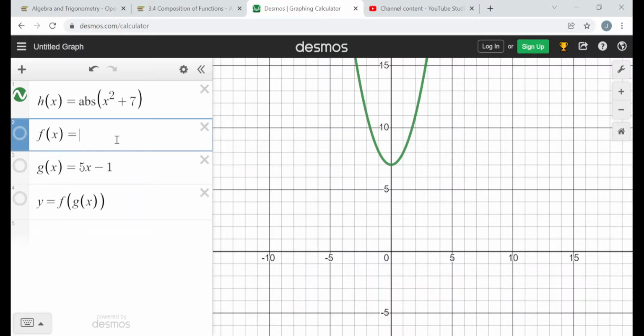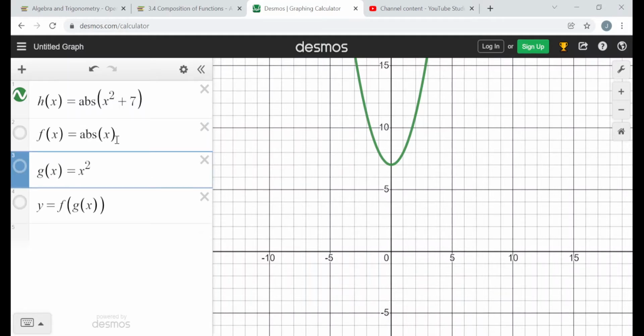And I said f of x was that absolute value of x. G of x is x squared plus 7. And we'll turn on their composition: y equals f composed with g, and you see it's the exact same graph showing up right on top of the other one when I turn it on and off here. So it looks like those components are good. Great.